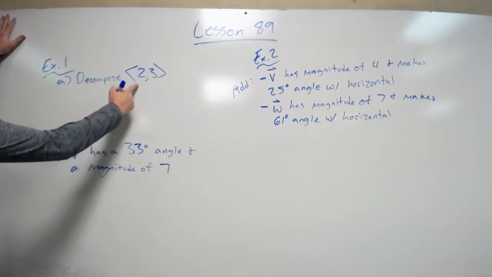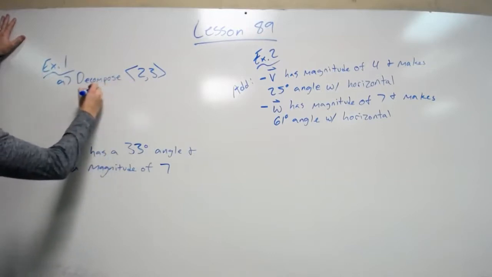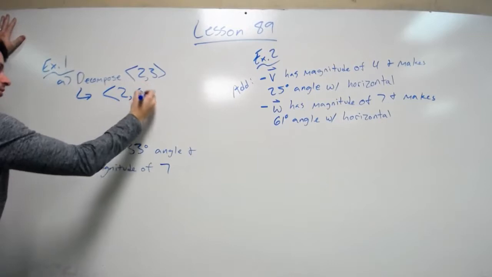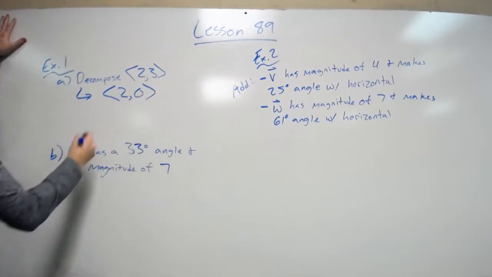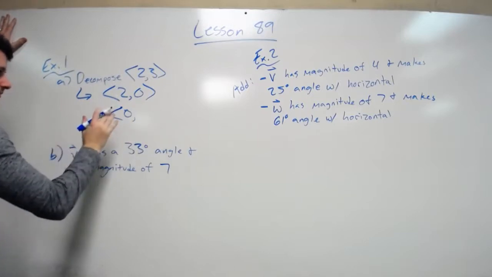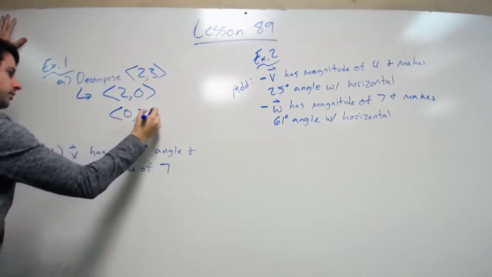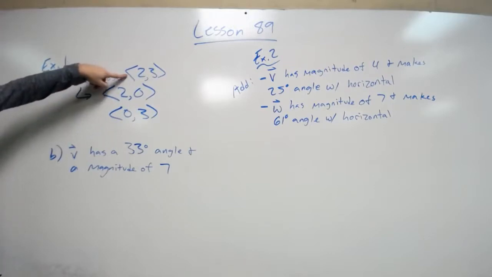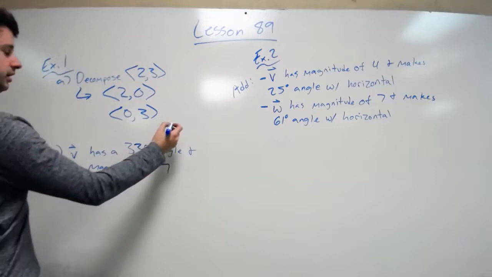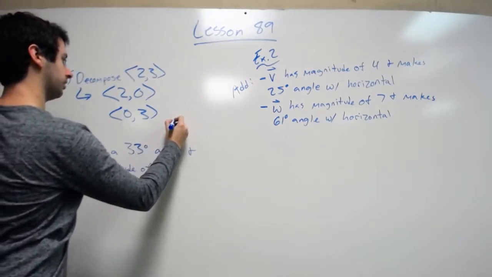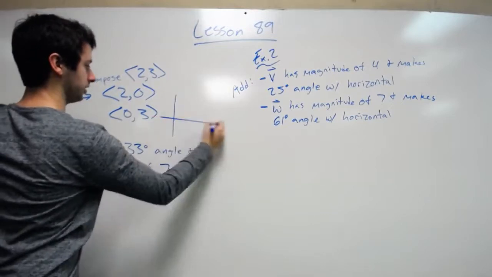Well, if I broke that down, what that would look like is it goes 2 to the right and 0 up, and then 0 left to right and 3 up. This is the decomposition of this vector. So if I was to draw it, let's say we were having a coordinate grid.